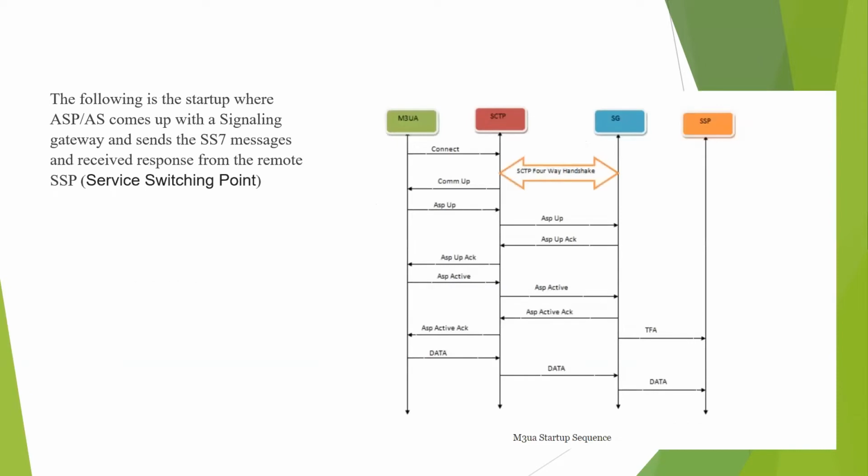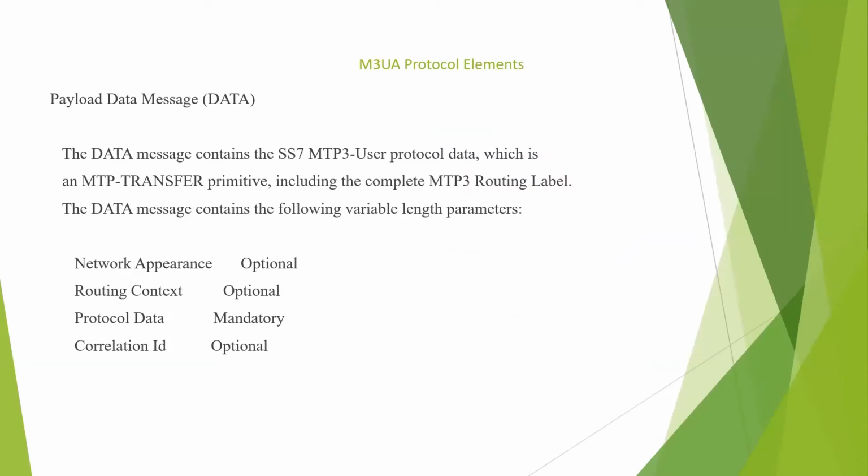We can see a simple exchange of messages between an M3UA application server instance, application server, and also a signaling gateway, and how the transition happens for a connection to be active and data to be exchanged between the nodes. Then we can briefly talk about the protocol elements.